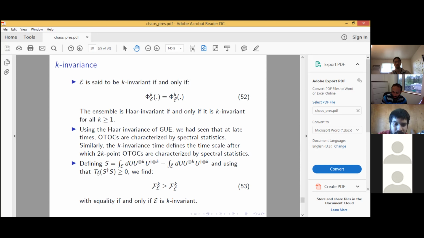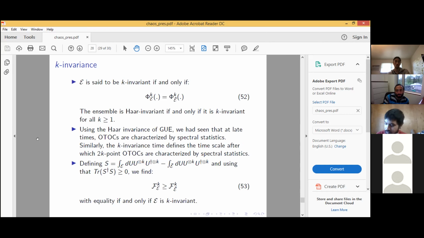So defining this operator S, which is the difference of an integral over an ensemble E and its Haar invariant extension, and using this inequality that trace of S dagger S is greater than or equal to 0, we find that the frame potential for an ensemble is always greater than or equal to the frame potential for its Haar invariant extension, and equality occurs if and only if E is K invariant.